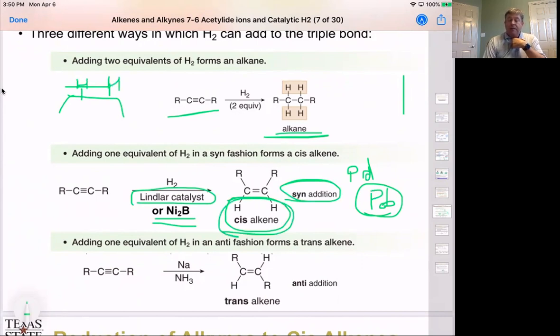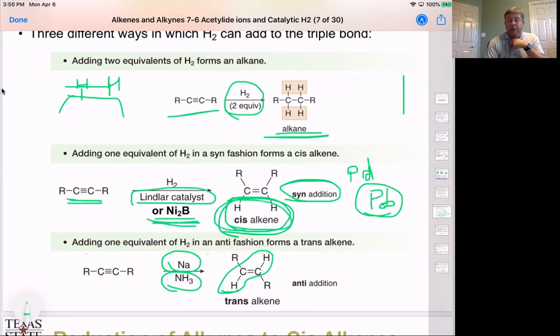Okay. The other way to do that is what we call a dissolving metal reduction. In this case, we take sodium metal and ammonia. But when we do this dissolving metal reduction, because of the mechanism, we end up with a trans addition, okay? So whenever we have catalytic hydrogenation, it's syn addition. If we poison our catalyst, we can take an alkyne to the cis alkene.